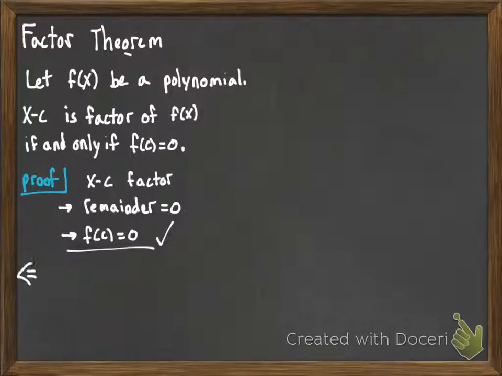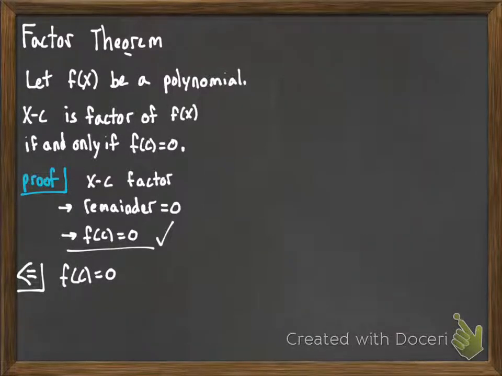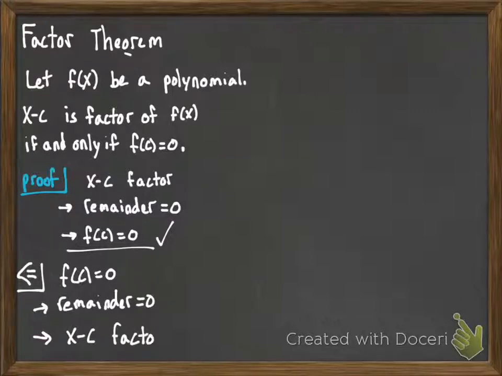Going the other way now, we begin with the assumption that f of c is 0. So if f of c is 0, then the remainder is 0. But if the remainder is 0, then that means that x minus c divides evenly into the polynomial, and therefore x minus c is a factor. Okay, so that's the factor theorem.